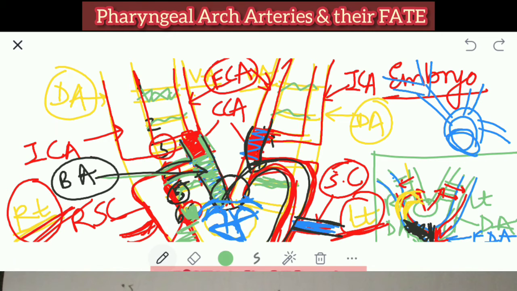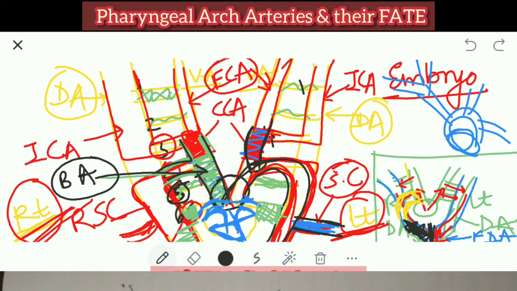But on the other side, if you see this part, that is on the left side, sixth arch, this part does not regress. I mean, it regresses, but its remnant is there. That is ductus arteriosus. Are you understanding? Ductus arteriosus. So this is how we are doing it.